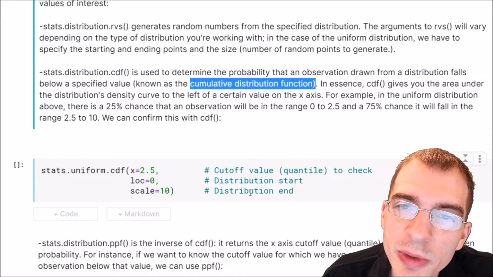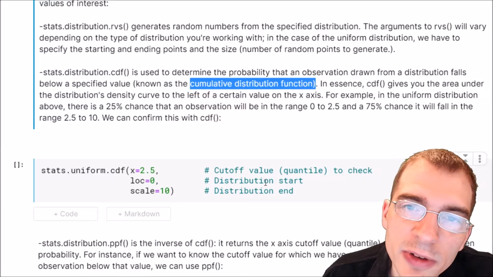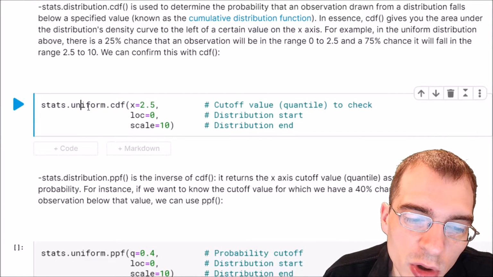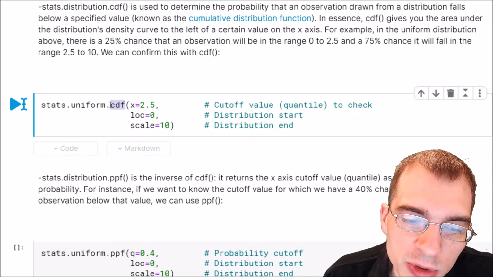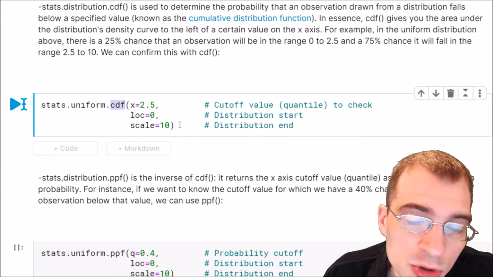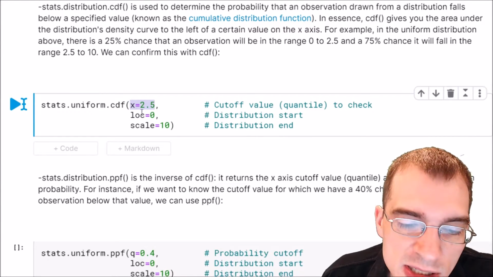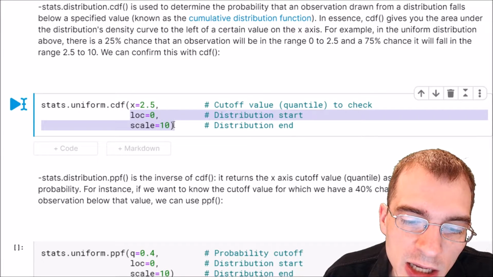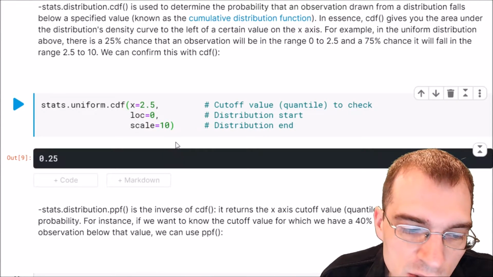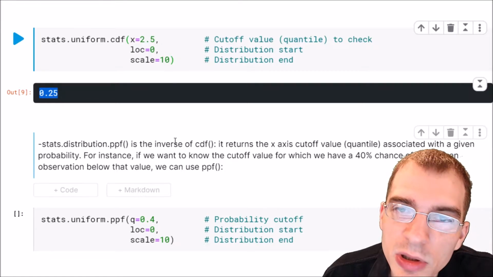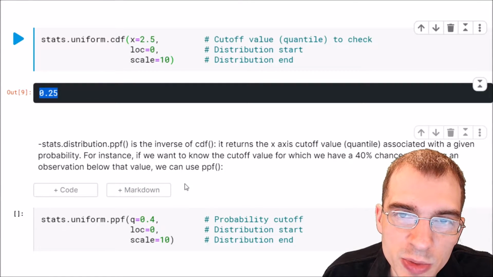And we could determine that using the .cdf function, so we'll just show an example of using that. We'll say stats.uniform.cdf for cumulative distribution function. We'll say we want to check the cumulative density up to the value of x equals 2.5, and then we'll use the same cutoff values at 0 and 10 that we used before. And when we run this, we see that there is a 25% chance that a value falls below 2.5 with this distribution.